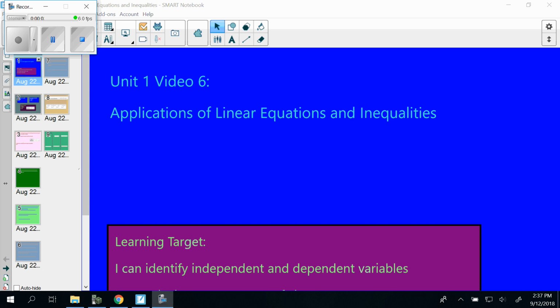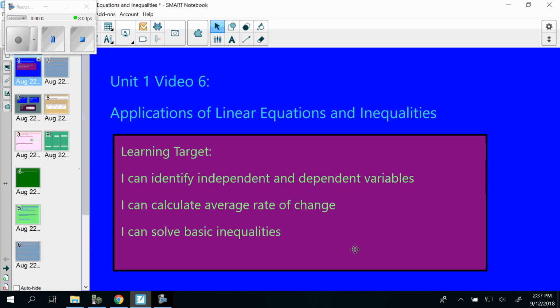Today we're going to look at some applications of linear equations and also start looking at inequalities. What we want you to be able to do is identify independent and dependent variables in a linear equation, be able to calculate average rate of change, and solve basic inequalities.